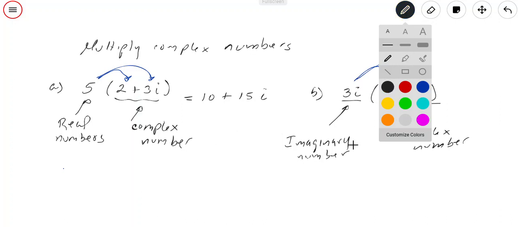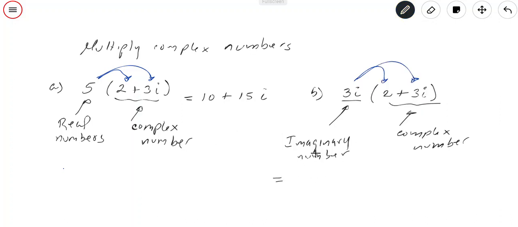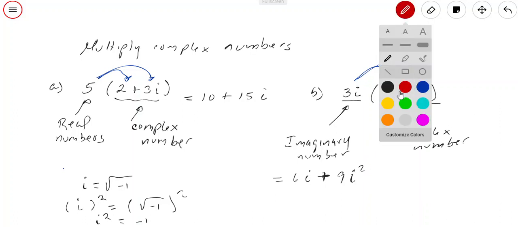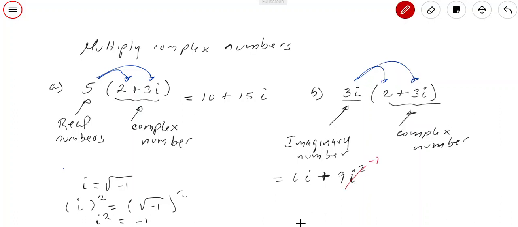Right? So when you do that, you get 3i times 2, this is 3 times 2, 6i. And then positive times positive is positive. 3i times 3i, 3 times 3, 9. And i times i is i squared. Now, we know that i is the square root of -1. So if we square both sides, we're going to have that i squared is equal to -1. So whenever I get an i squared, I say that this is -1.